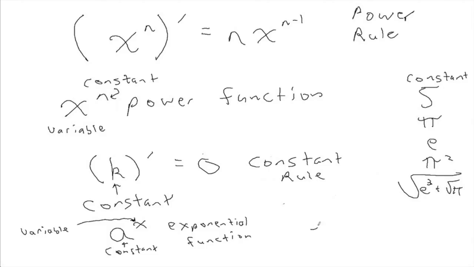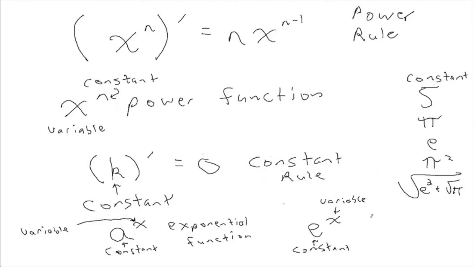Here's an example that we've already talked about. We've already talked about this function. Is this a power function or an exponential function? That is an exponential function. How can you tell? Because e is a constant and x is a variable. Right. The base is a constant and the exponent is a variable. So this is a type of exponential function.